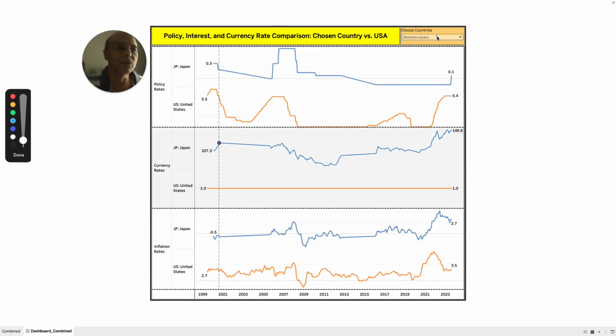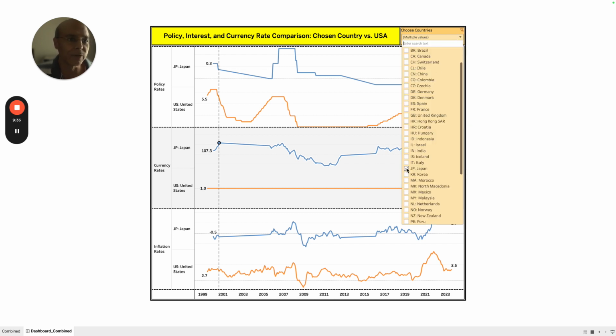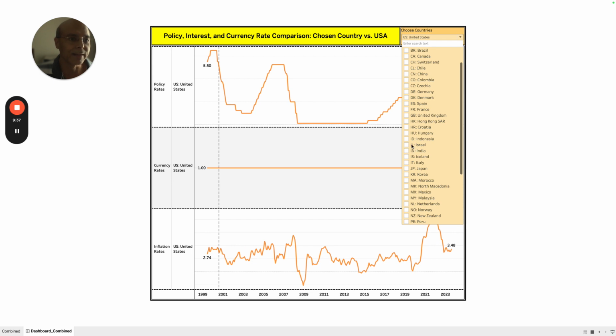This chart is a comparison of policy rates, currency rates and inflation rates between two selected countries. I will always have the US selected, and I will choose one of the currencies, and I will see the trend of the curve as we move from one time to another historically. So let's pick India first, because I am more interested in India than any other country.